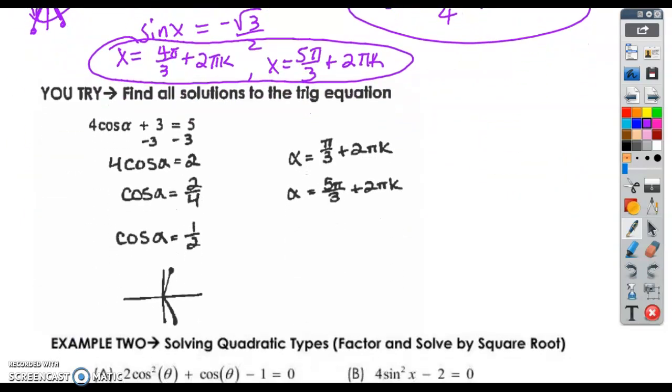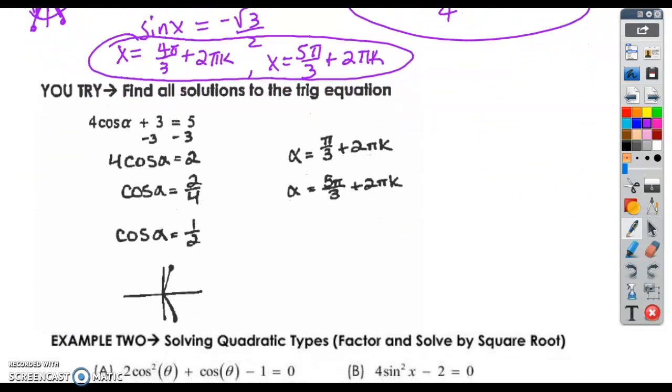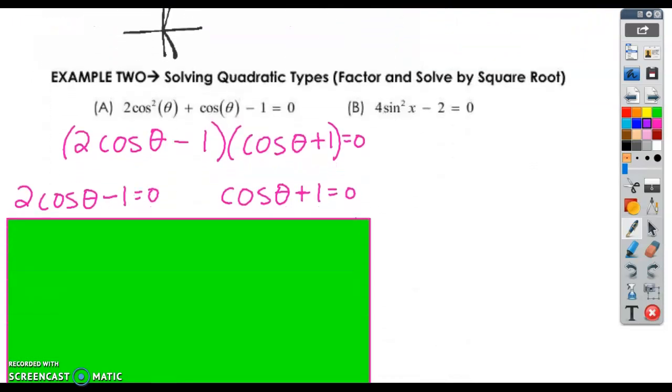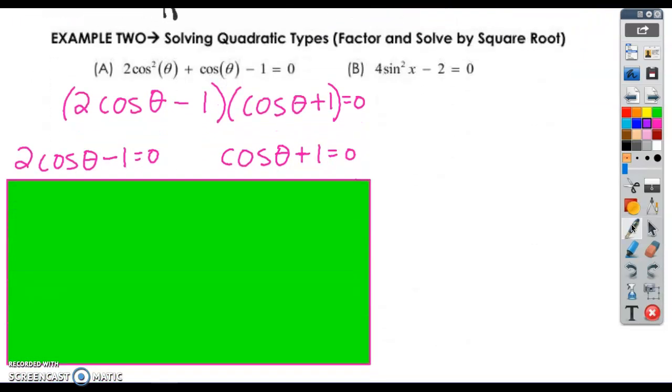Take a look at the U-try. If you want to try that ahead of time before you look at the answer, go ahead and do that. That's a really, really good idea, especially because we're not getting as much practice this year.